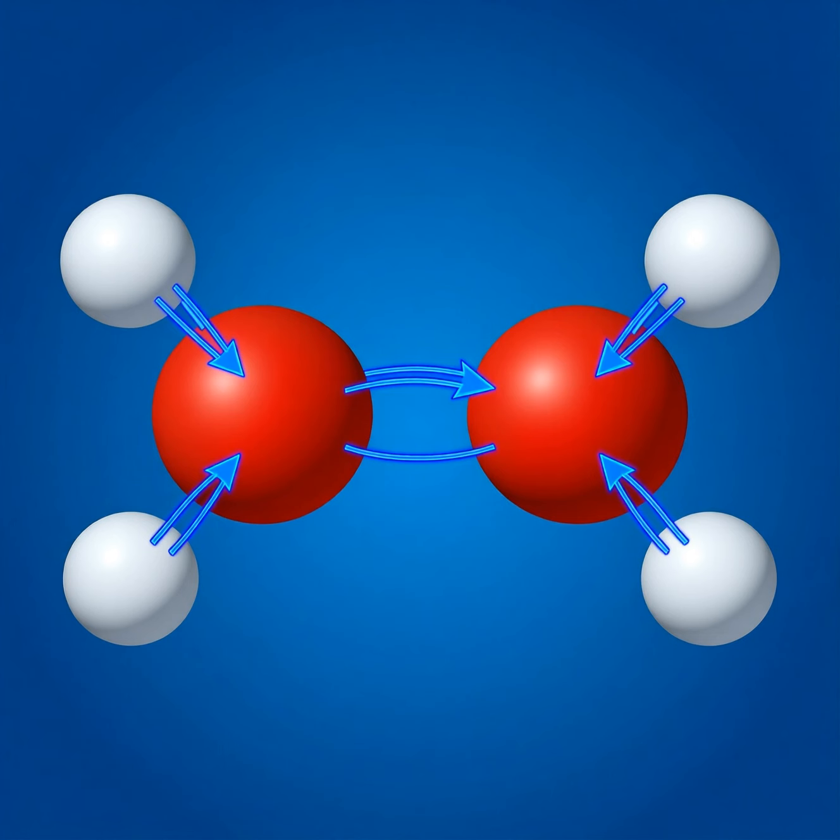Ice floats because hydrogen bonds arrange water molecules into an open tetrahedral lattice, leaving spaces that lower overall density compared with liquid water. This structure not only explains ice's buoyancy, but also underpins many environmental processes.